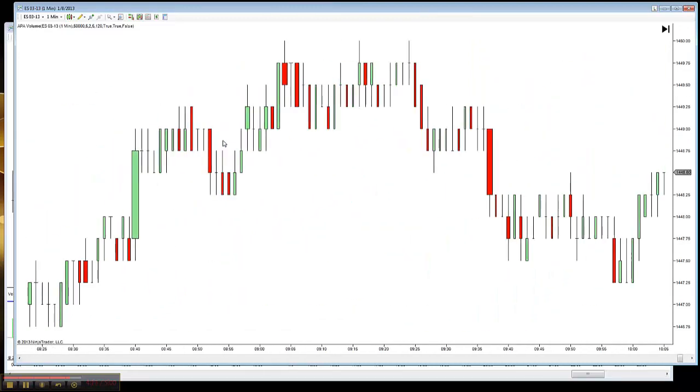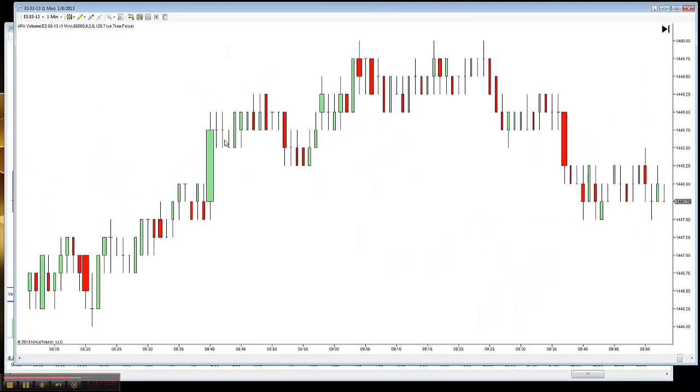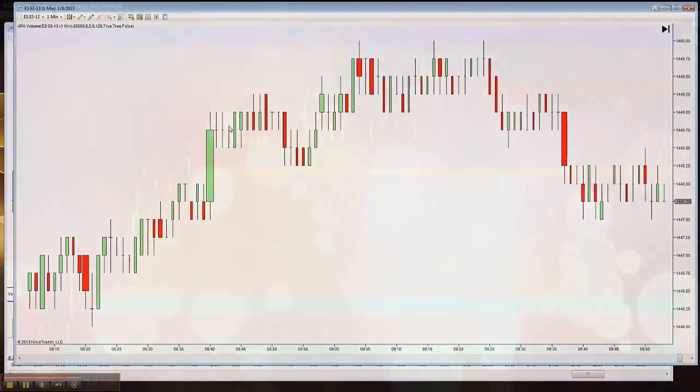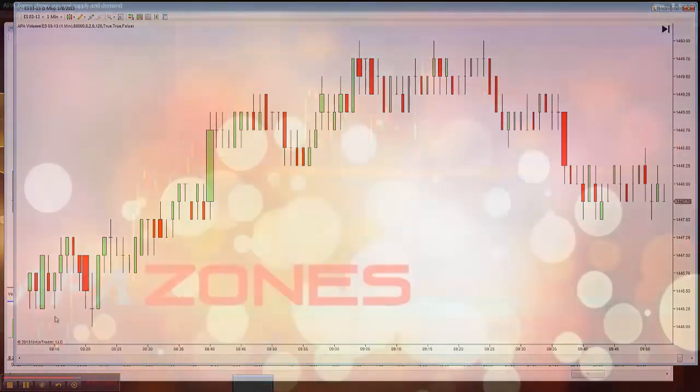So that is APA Volume. We really think it's a great tool and hope that you find it very helpful in applying it in your current trading strategies. And may the trend be with you.